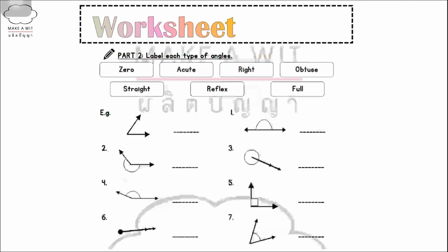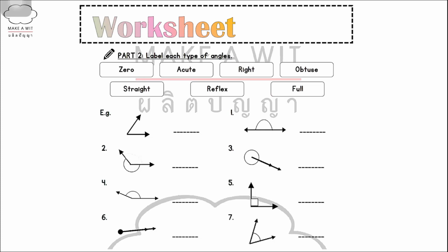And part 2, you label each type of angle. So you have zero, acute, right, obtuse, straight, reflex, and full. Zero, just zero. Acute, very acute, so less than 90 degrees. Right is exactly 90 degrees. And obtuse is more than 90, but not 180. If it's 180, it will be a straight angle, right? But if it's more, it will be reflex, but not 360, because 360 degrees will be a full angle.